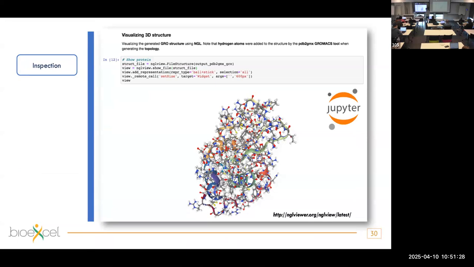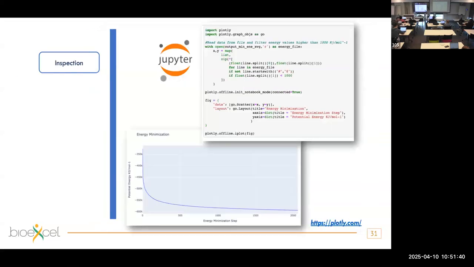And this is NGL view. I don't know if you're familiar with it, but it's a tool we're going to use also this afternoon that lets you visualize molecules in 3D inside the notebook. We also have inspection like this, a bit of Python that you can always integrate into Jupyter Notebooks. If you have, in this case, the Plotly library as a dependency in the workflow, you can do something like this and plot 2D values like this one, which is an energy minimization using GROMACS.